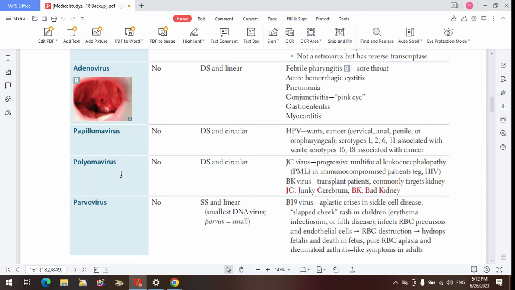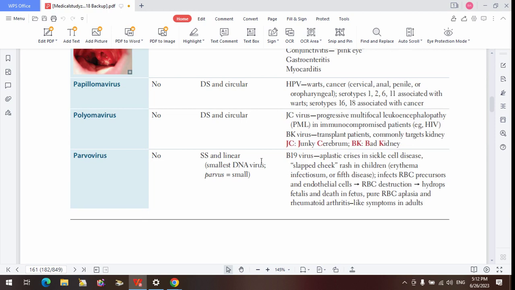That's a polyoma for you. They are DNA viruses. Parvo is the last one. The B19 serotype of parvo is what we are interested in. That is the one that is responsible for most of the infection. These guys can infect so many populations.